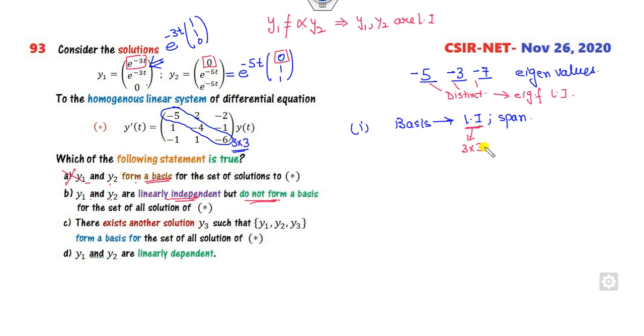There exists another solution y3. Yes, you can find another solution corresponding to the eigenvalue e raised to power minus 7t and corresponding to some eigenvector. Then it forms a basis. That's correct. Y1 and y2 are linearly dependent. That's wrong, because it can never be written as a scalar multiple. So the answer is B and C are the correct options.